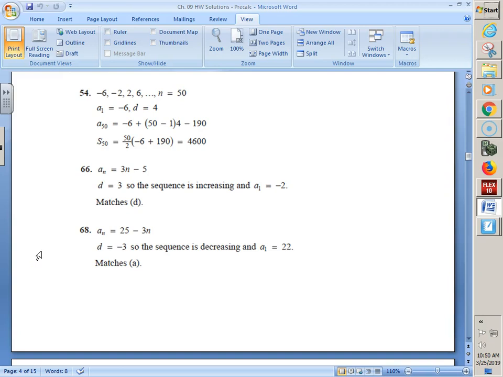Put in the 190 first, last, half as many pairs. Got it. Should just say 25 pairs.